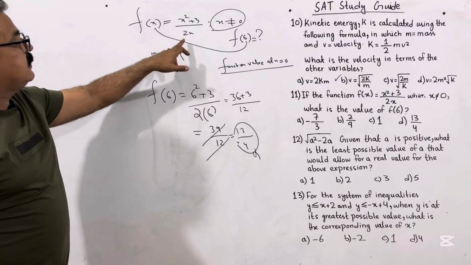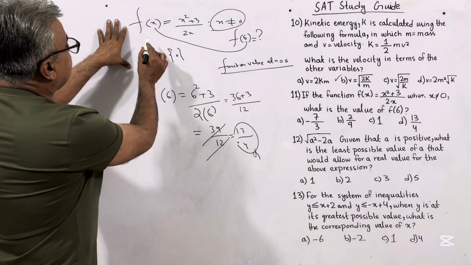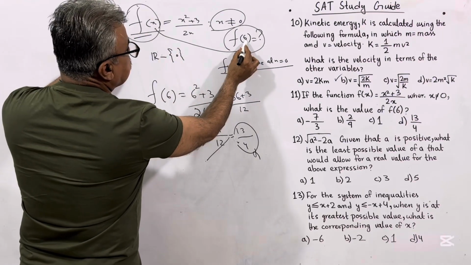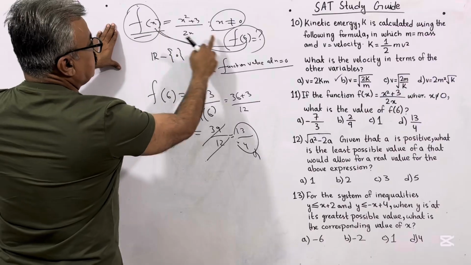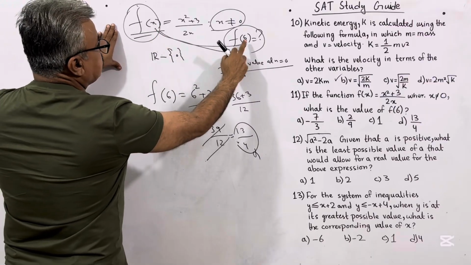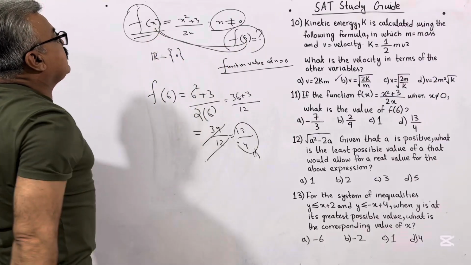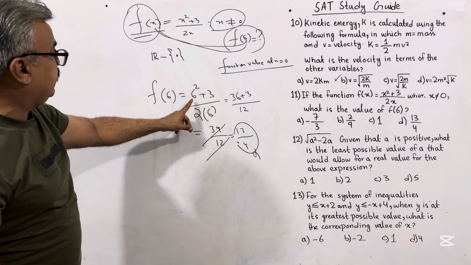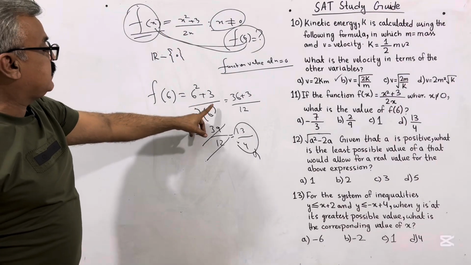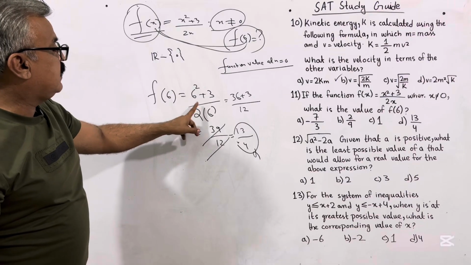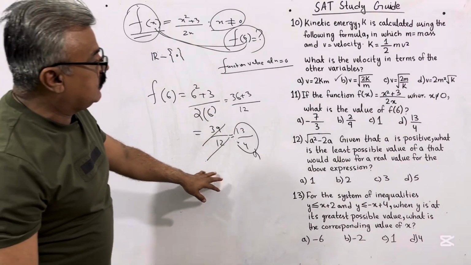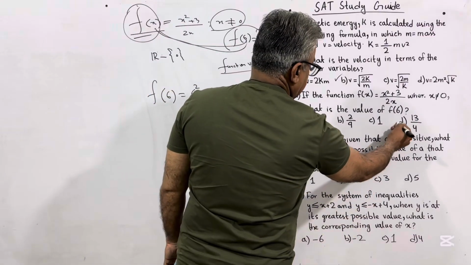f of x is equal to x square plus 3x. Look at this. Here we have f of x, and here f of 6. Instead of x we have 6. Simply we have to replace x with 6 in the function. That we have done. x means 6 square plus 3 times 6. 6 square is 36, plus 3 is 39, and 13 upon 4 is our answer. The right option is D in that case.